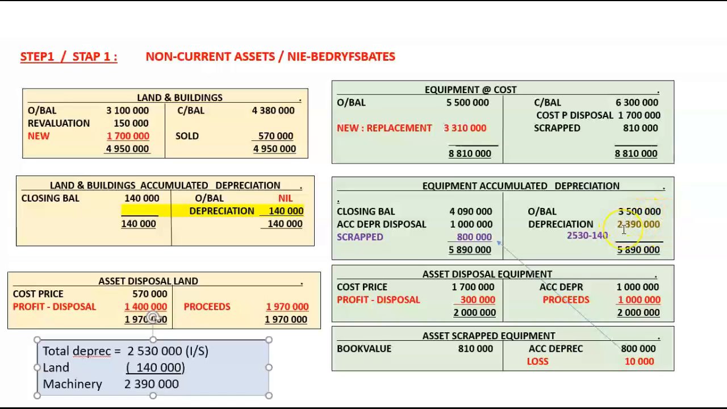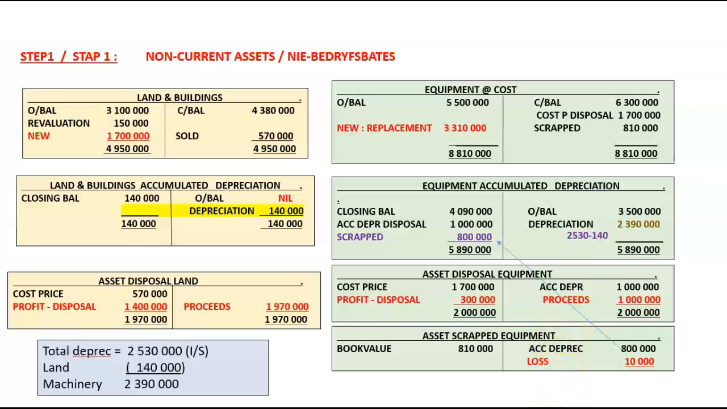Depreciation 2,390,000. Now we can work out the balancing figure, and the balancing figure in our accumulated depreciation account is now going to be equal to 800,000. And the only thing that can be is the accumulated depreciation on the asset which was scrapped. So if we drop down that 800,000 to our asset scrapped account, we see this thing is now in balance. Because it is in balance, it means that there was no proceeds that we have received on the asset which was scrapped.